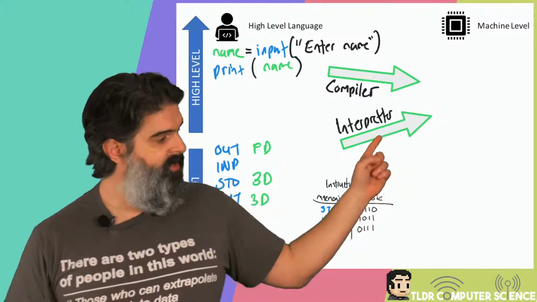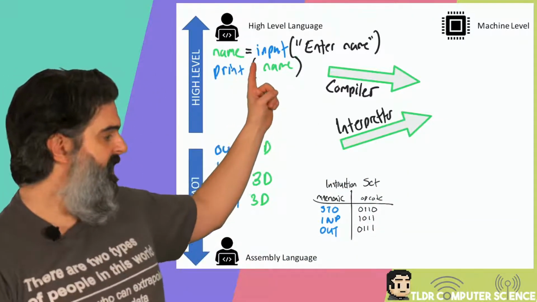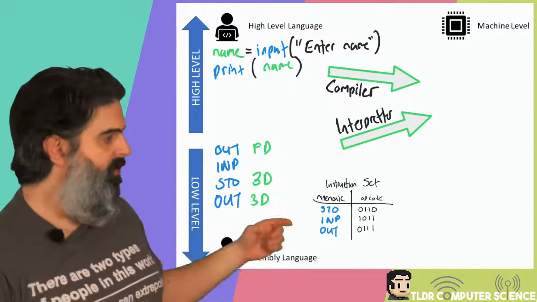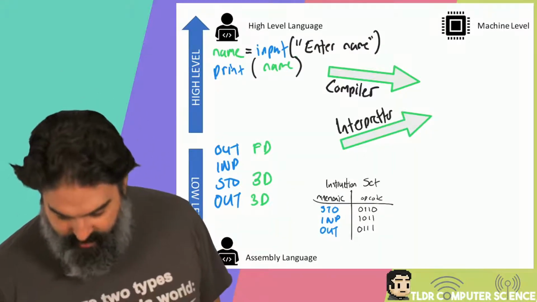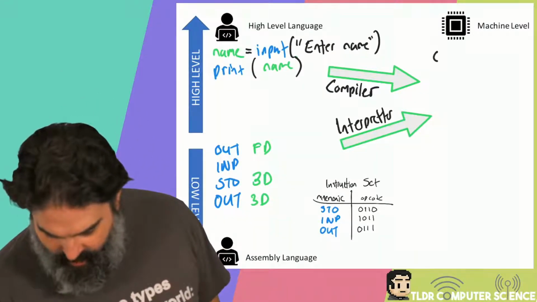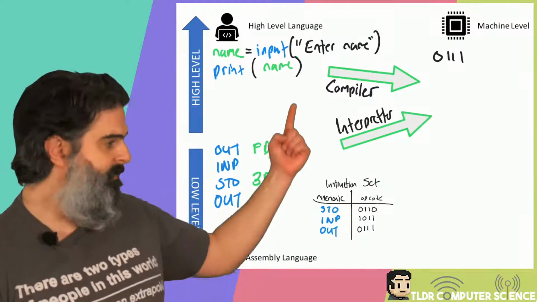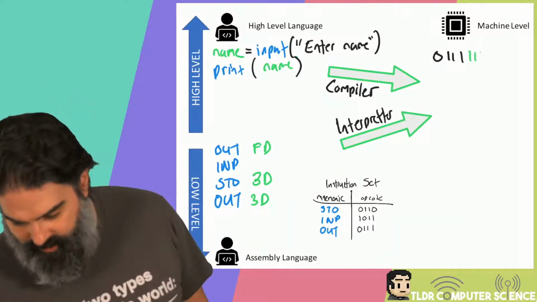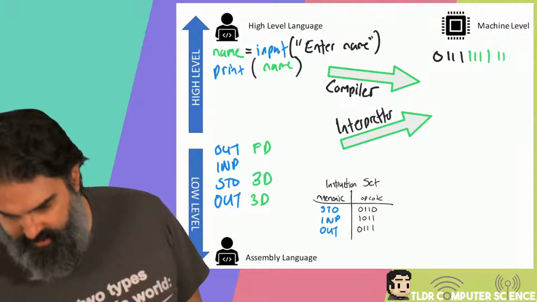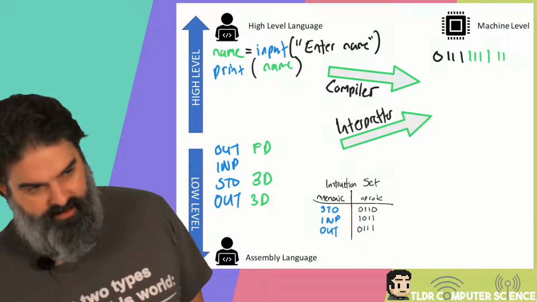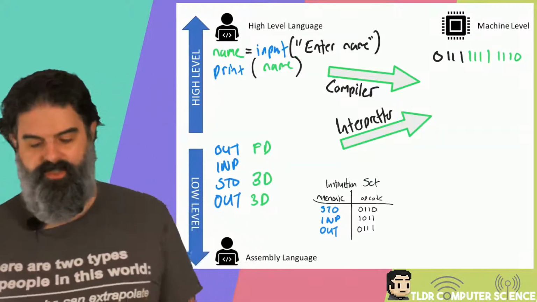So let's do interpreter first of all. The interpreter looks at this line, name equals input, enter name. Remember, that's actually going to create these three lines of code. So it will say output. So it would be 0, 1, 1, 1 would be the output. And then output whatever that message is. We said FD, so 1, 1, 1, 1 is F, and then D is 1, 1, 1, 0. No? Yes. Yes, I think.